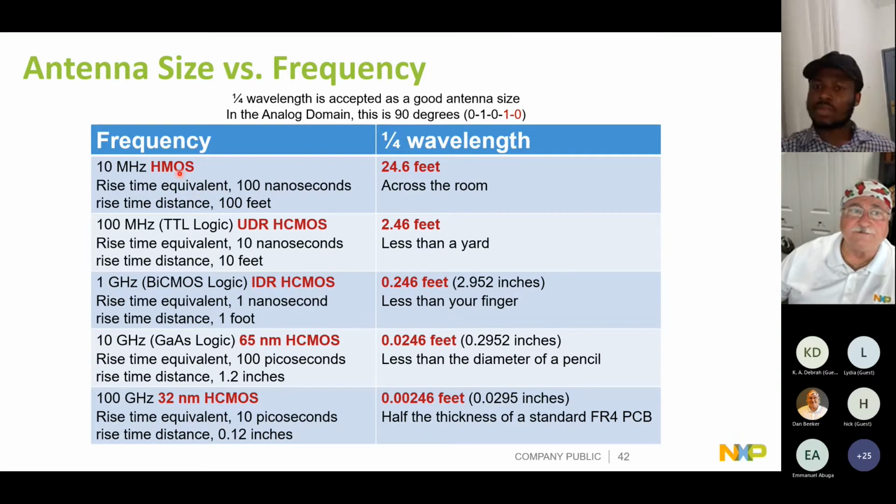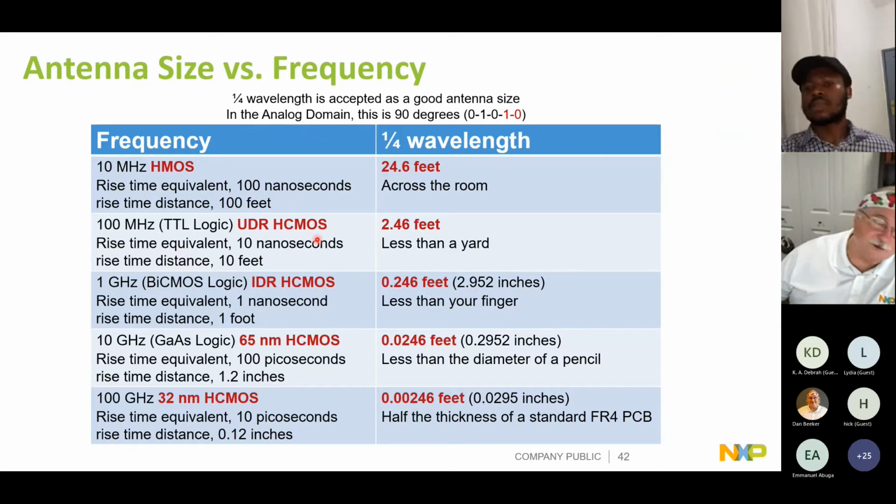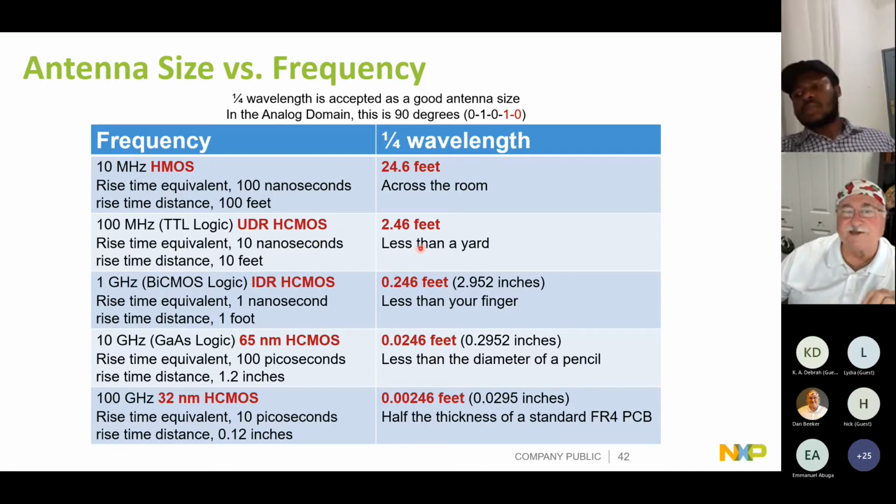When we moved everybody from HMOS to HCMOS, and it was the thing, use these new parts, they're cheaper, they're faster, they're better, and every module failed EMC. And that's when I moved into automotive, during this disaster. And when I saw this chart, it was like a no-brainer. Now, the antenna was less than 3 feet.